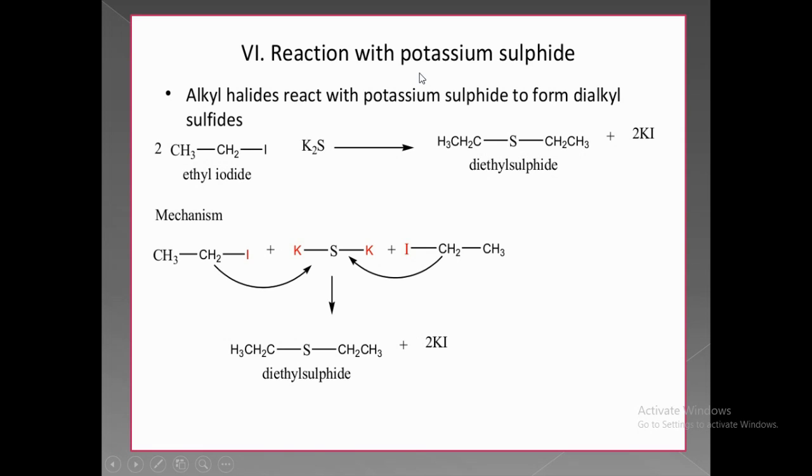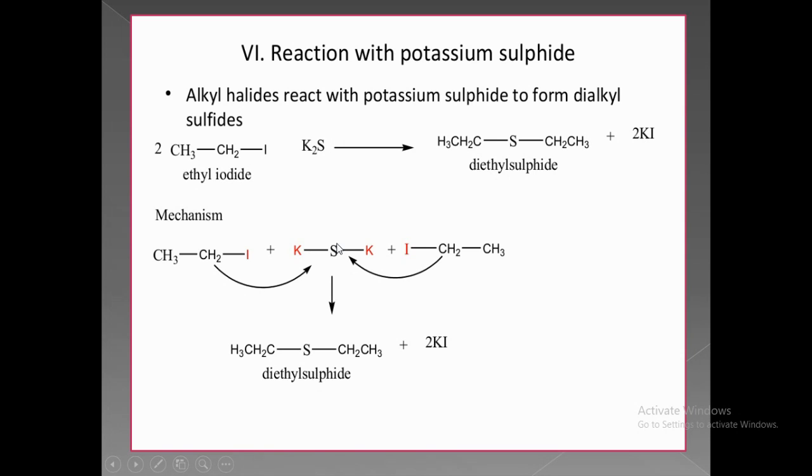Similarly, the reaction with potassium sulfide: alkyl halide reacts with potassium sulfide to form dialkyl sulfide. Here K2S. Previously we have seen potassium will have the positive charge, and sulfur, being more electronegative as compared to potassium, will have the negative charge density. Potassium is electropositive, just like sodium and magnesium. Sulfur attracts the electron from this bond pair.